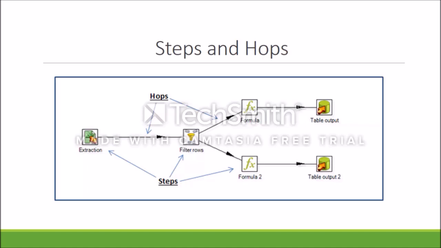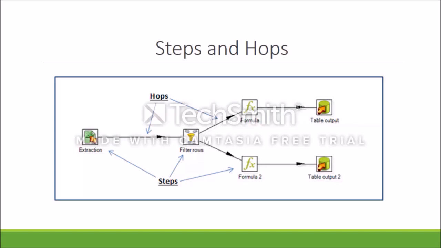What are steps and hops? A transformation is a network of logical tasks called steps. Steps are the building blocks of a transformation, for example, a text file input or table output. There are over 140 steps available in Pentaho Data Integration and they are grouped according to function, for example, input, output, scripting and so on.